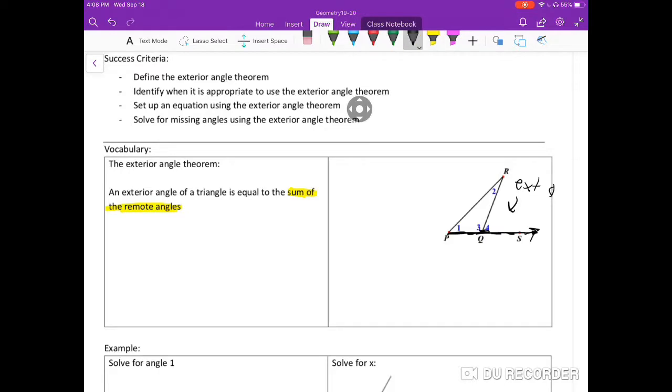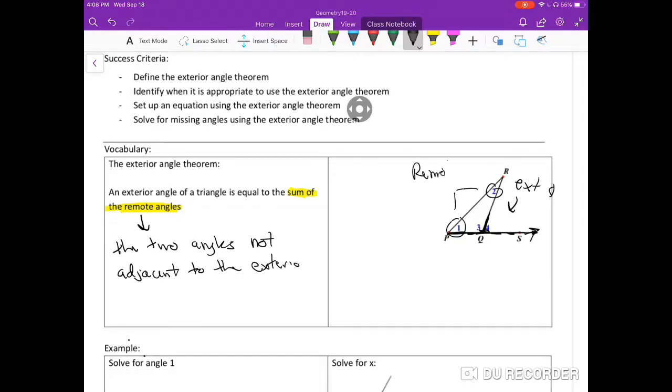So what does it mean to be remote angles? Those are going to be the two angles that are not adjacent to the exterior. So if we look at the picture here, we can see that 3 and 4 are exterior because they share this side. So that's going to make 1 and 2 the remote angles. That means that angle 1 plus angle 2 equals angle 4.